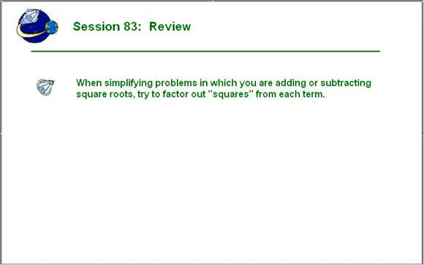Lastly, as a quick review, when you are simplifying problems in which you're adding or subtracting square roots, try to factor out squares from each term. And then what you should be left with at the end is a simplified answer that cannot be simplified any further by factoring out squares. The only squares that you have left will be 1 and minus 1, and you cannot factor those any deeper.